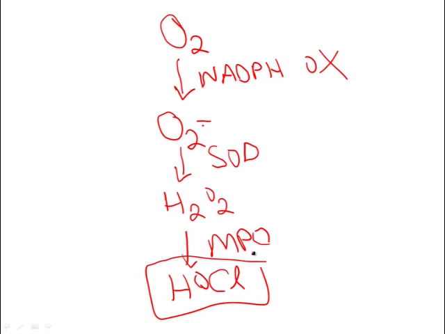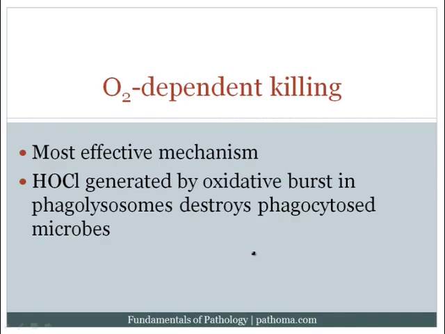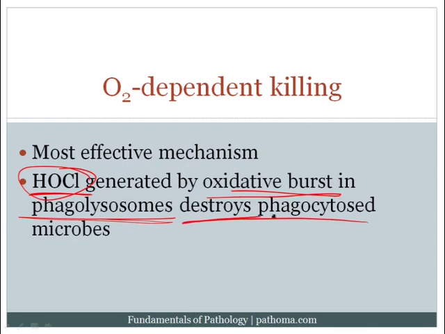So with that as a background, now let's go back and read together. In O2-dependent killing, which is the most effective mechanism, what's going to happen? HOCl, i.e. bleach, is going to be generated by the oxidative burst in the phagolysosome, and it's this HOCl that's going to play the key role in destroying the phagocytosed microbe.